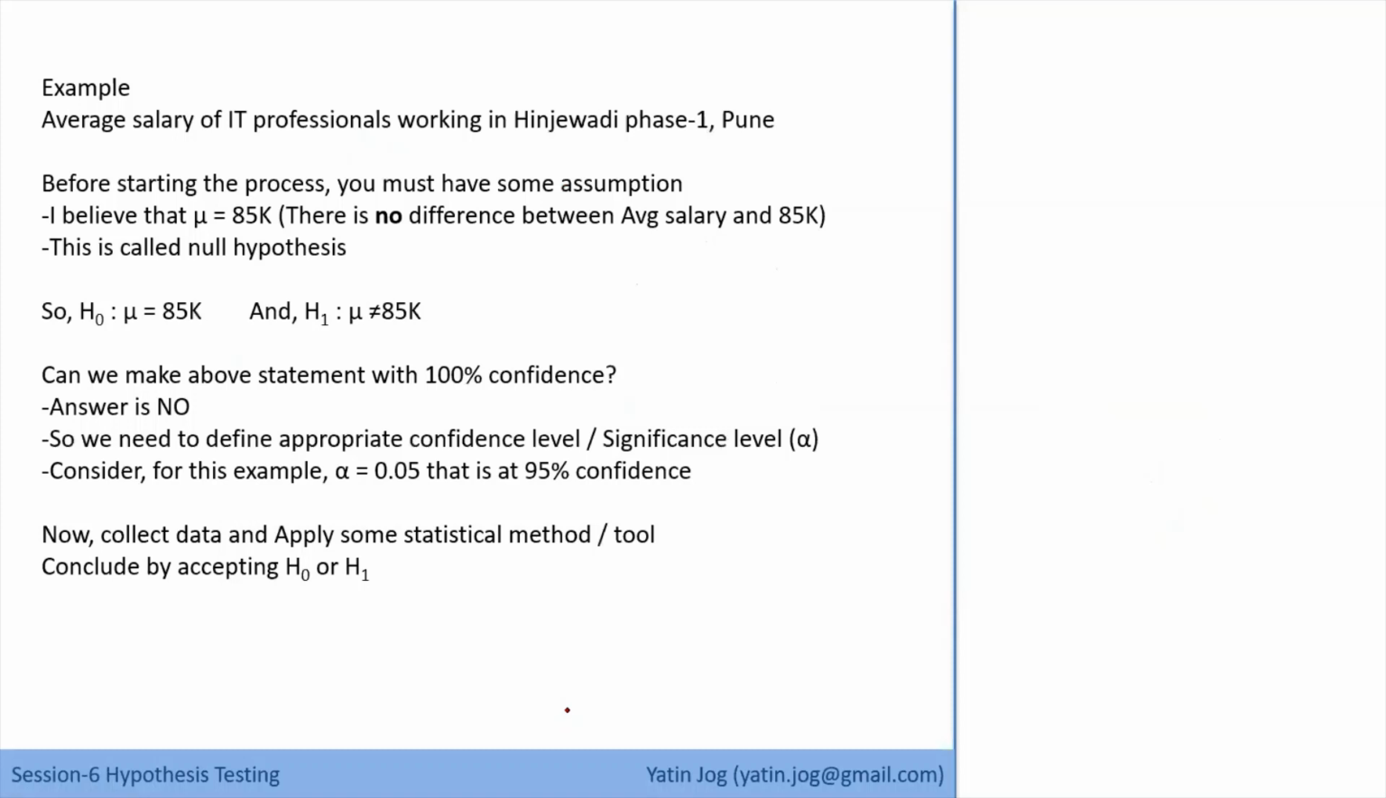First, we'll go back to the same example which we have discussed from day 1. I want to calculate the average salary of IT professionals working in Hinjewadi Phase 1 Pune, suppose. Before starting the process, you must have some assumption. I believe that the population mean is 85,000. There is a financial report, last year's report, which mentions that 85,000 is the average salary of IT professionals in Hinjewadi Pune. So based on that, my basic assumption is that the population mean is 85,000.